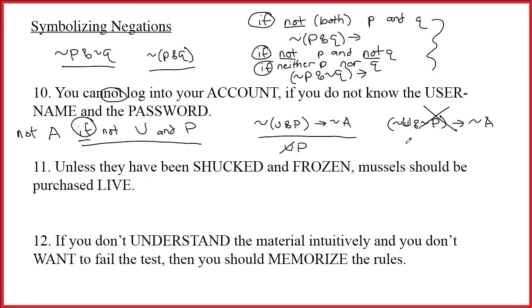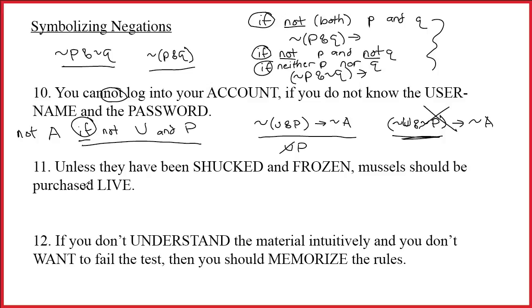Now you might say to me, well, but wait a second. What if I don't have my username and I don't have my password? Well, it's true. If you don't have either one of them, then you also can't log in. But that's not what the sentence says. It says if you lack even one, then you can't log into your account. This expression is a stronger expression than this one. This sentence would say, if you don't have the username and you don't have the password, then you can't log into your account. In some ways, it kind of implies that if you had one or the other, well, you might be able to log in.